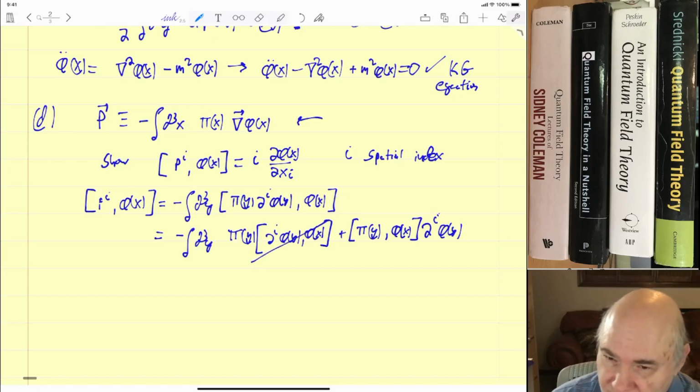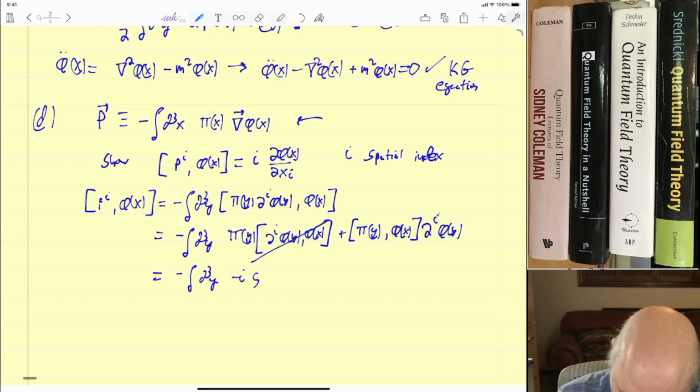Fields and spatial derivatives always commute with each other. It's only time derivatives that you get into canonical momentum. So that vanishes. So I get minus the integral of d3y, then I'm going to get minus i delta 3 of x minus y, partial i phi of y, which is equal to i partial i phi of x. That's what we wanted to show.